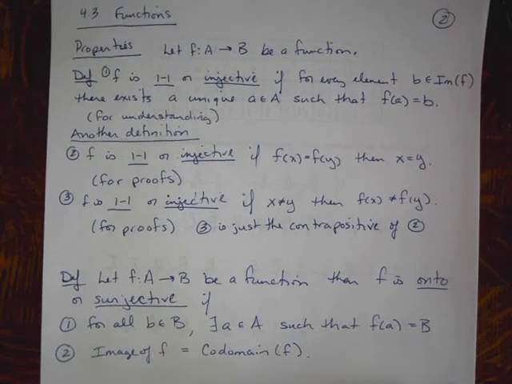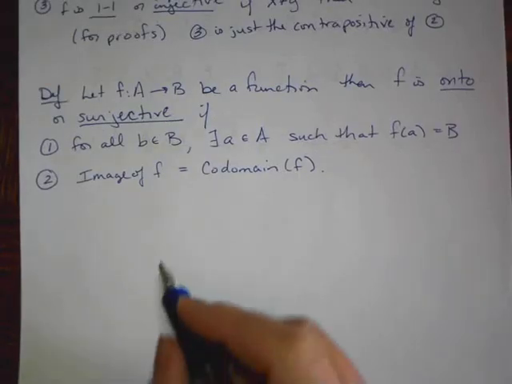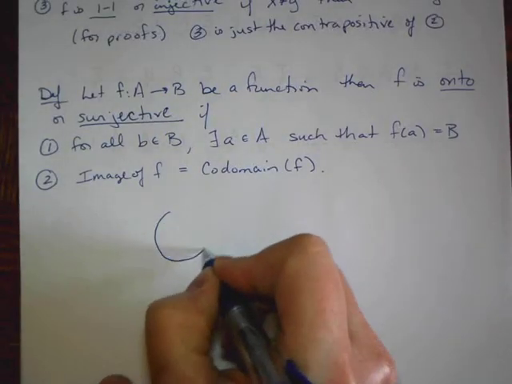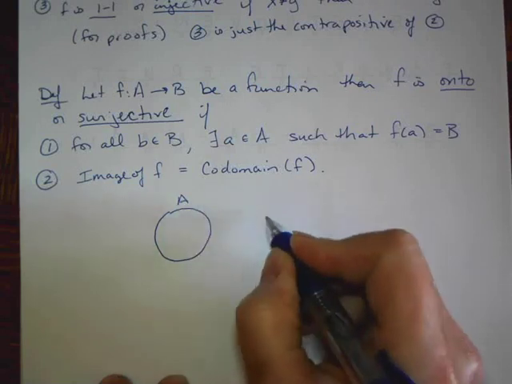All right, so this one's good for understanding. The image is just equal to the codomain. Whoops, I'm off the page. Sorry. The image is equal to the codomain, and then this one is what we're going to use for the proofs. For every B in B, there exists an A such that f of A equals B.